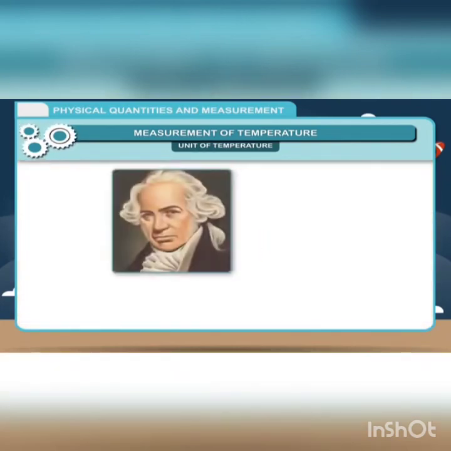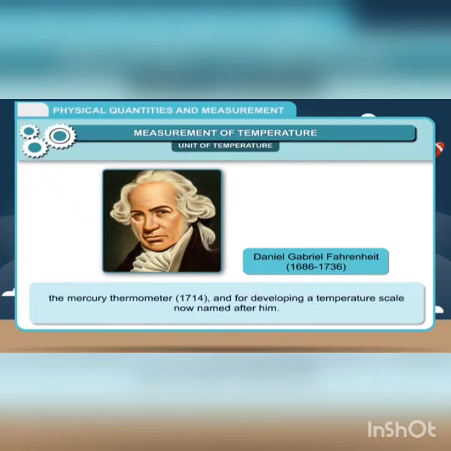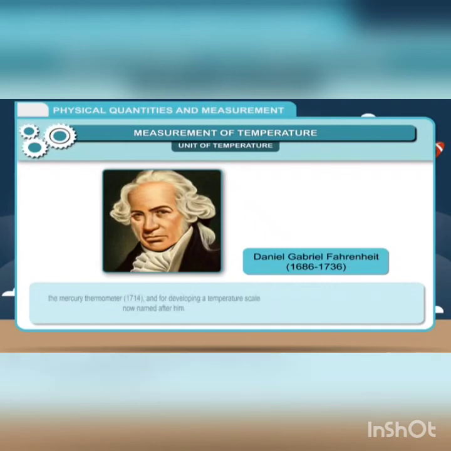Scientist. Daniel Gabriel Fahrenheit, 1686 to 1736, was a German physicist, engineer, and glassblower who is best known for inventing the alcohol thermometer in 1709, the mercury thermometer in 1714, and for developing a temperature scale now named after him.